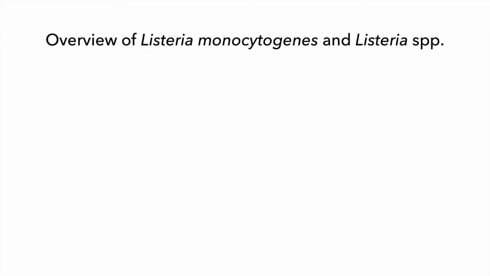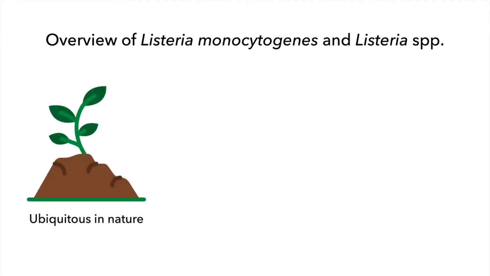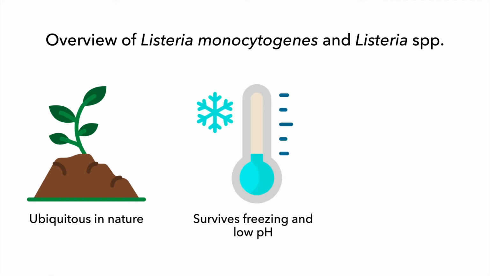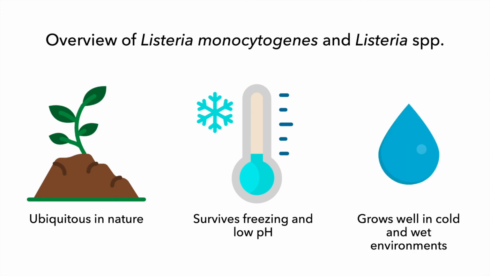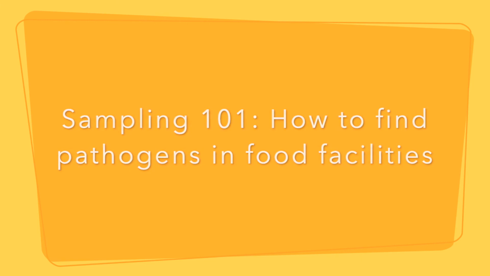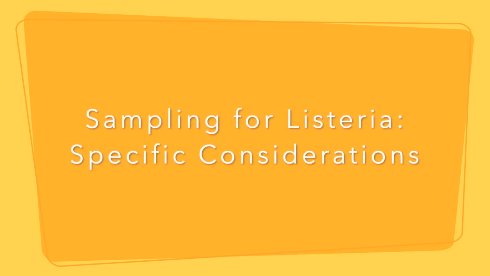Besides our suggestions, when selecting sampling for Listeria, remember that it is ubiquitous in nature, often found in soil. These bacteria can survive in a wide range of environments, including freezing temperatures and low pH. It grows well in cold and wet environments. And use your best judgment based on knowledge outlined in this and previous videos to find areas where Listeria can survive over time. You are now prepared to select appropriate sampling sites during Listeria investigations.